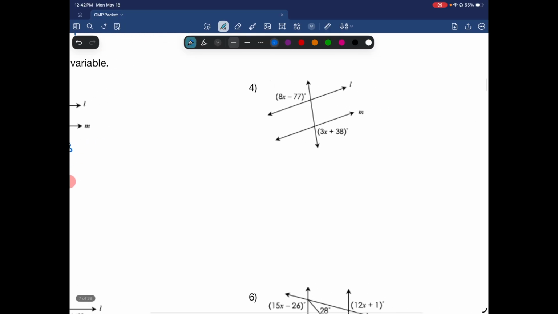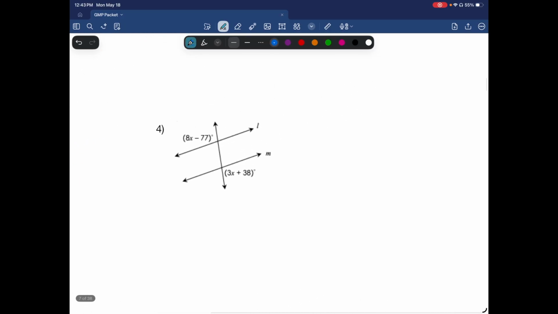Okay. Number 4, these are alternate exterior, and alternate exterior angles are congruent to each other. So 8x minus 77 equals 3x plus 38. All right, so that's the geometry. Now the algebra kicks in. So this is going to be 5x minus 77 equals 38. 5x equals 115. And so I divide by 5, and x equals 23.